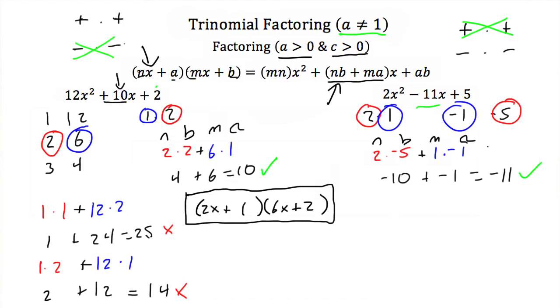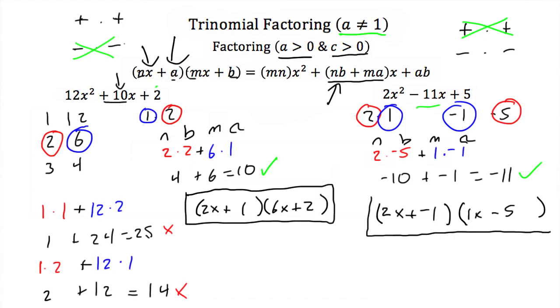So if we use those and plug that back in to this factored form, we would end up with 2x plus negative 1 and 1x minus 5. So our factored form then is 2x plus negative 1 times x minus 5.